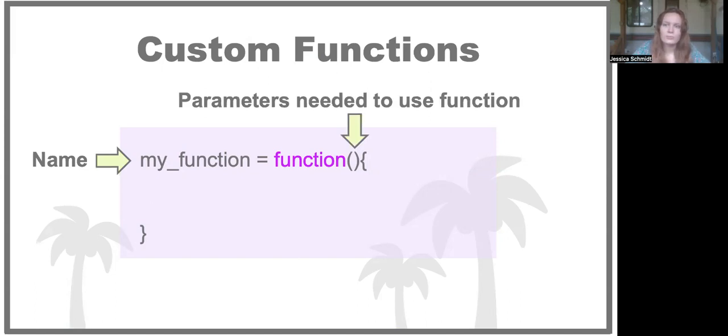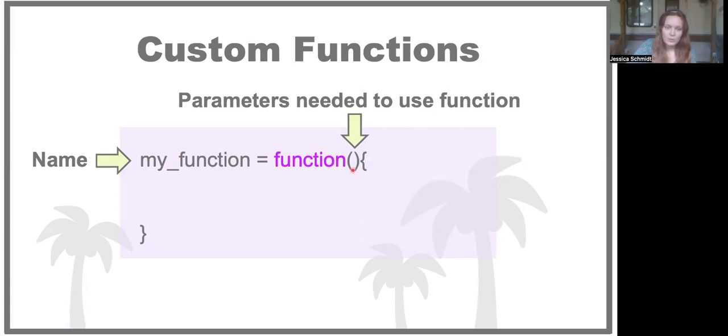And then here are the parameters you want to be able to put in when using the function. For example, remember the function mean, and inside mean, you have to put a list in the parameters, a list to take the mean of. So a list would be the parameter needed for the mean function. You would put list in here.